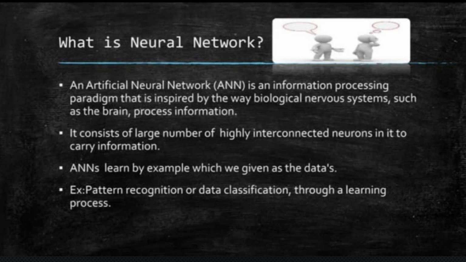An artificial neural network is an information processing paradigm that is inspired by the way biological nervous systems, such as the brain, process information. It consists of a large number of highly interconnected neurons to carry information. An ANN learns by example, which we give as data, for pattern recognition or data classification through a learning process.